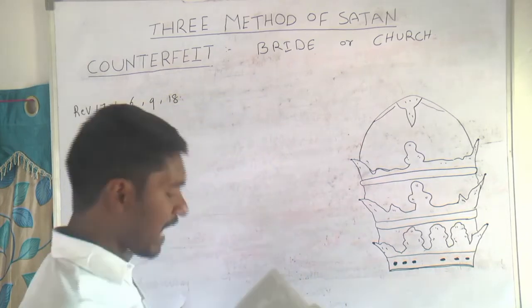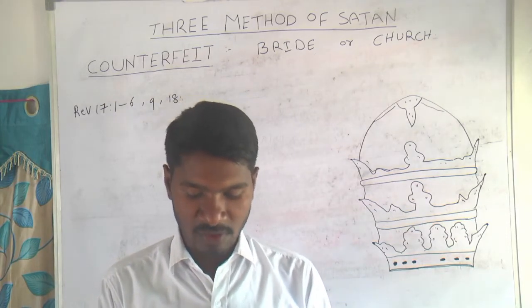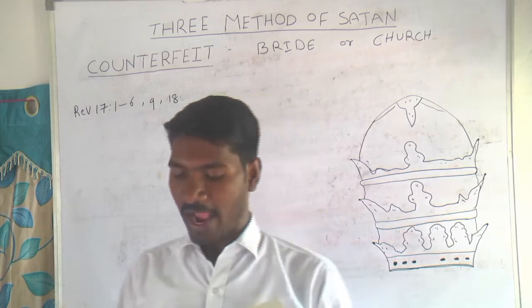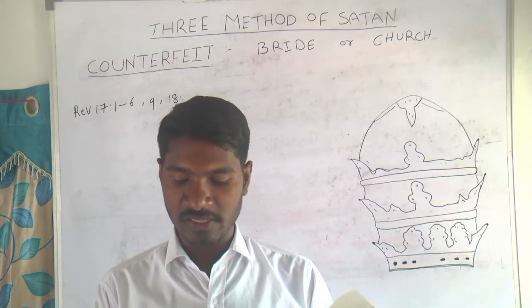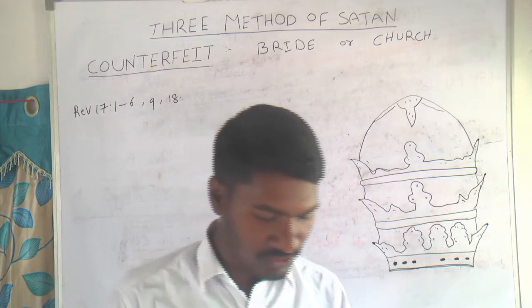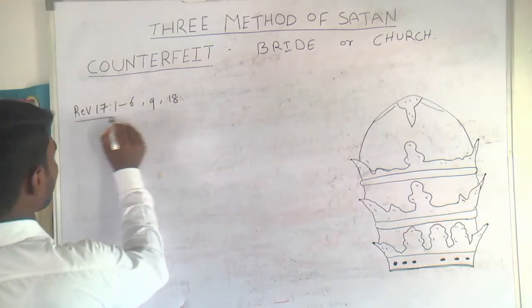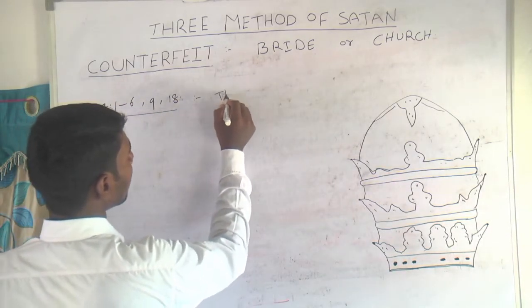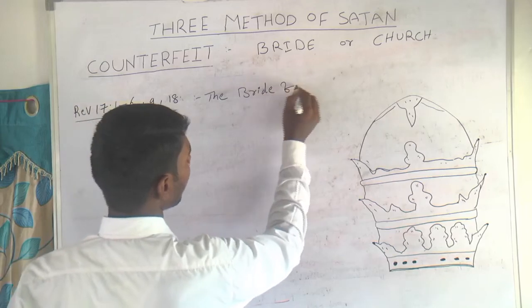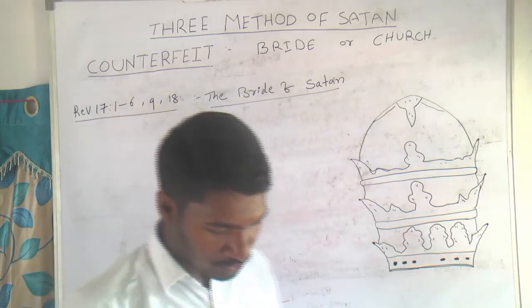And verse 9 says, here is the mind which hath wisdom. The seven heads are seven mountains on which the woman sitteth. And verse 18, and the woman which thou sawest is that great city which reigneth over the kings of the earth. So this verse is very, very important. Here we are seeing the bride of Satan. This verse is telling about the bride of Satan. Please make sure about this.